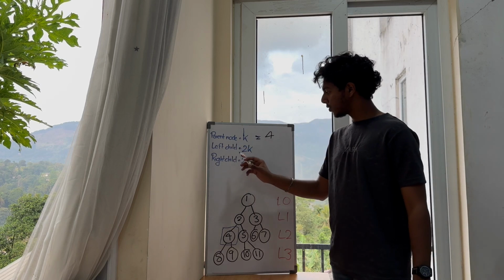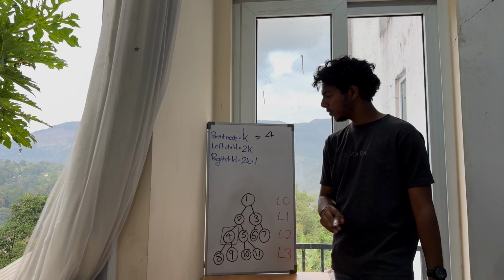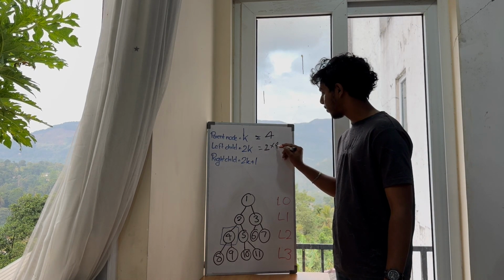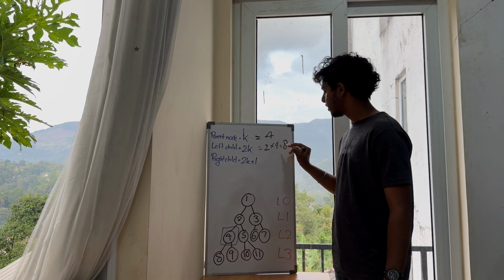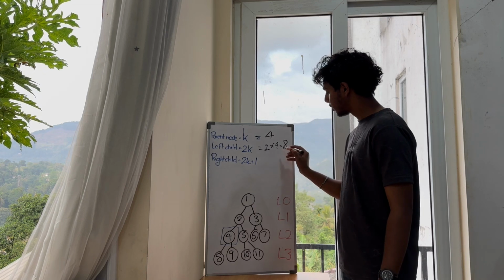Therefore the left child should be 2k, therefore 2 multiplied by k. 2 multiplied by 4 is equal to 8. And the right child should be 2k plus 1. 2k is 8.